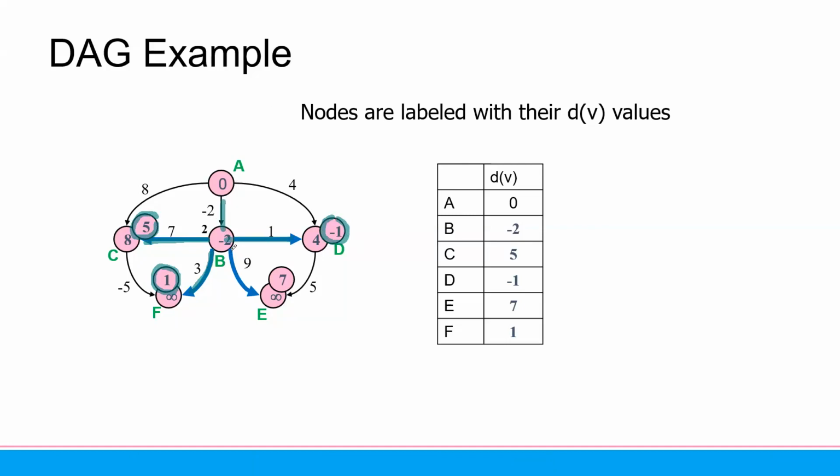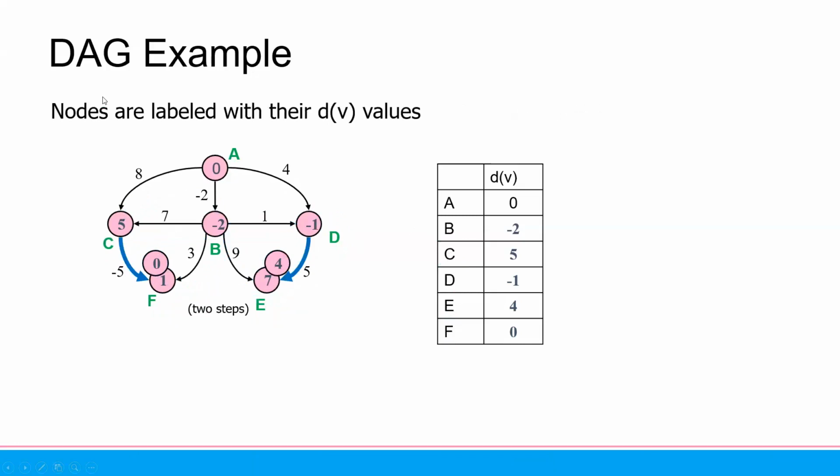And then, let's say this one, we have another direction from B to E. So -2 plus 9, it becomes 7. So we updated the distance for each vertex. And then we want to continue because we already finished with B.